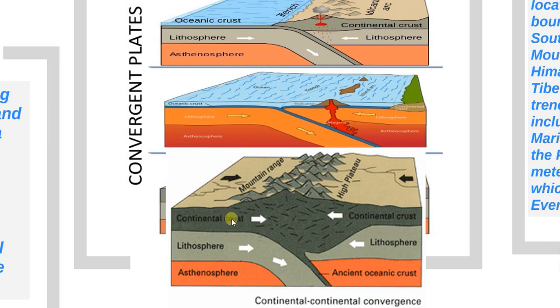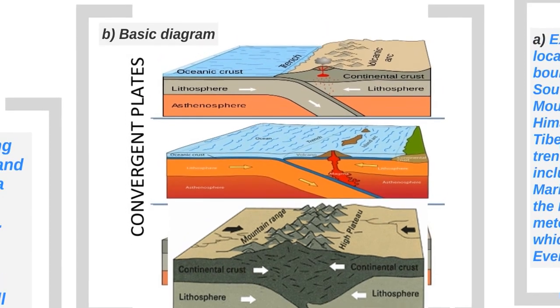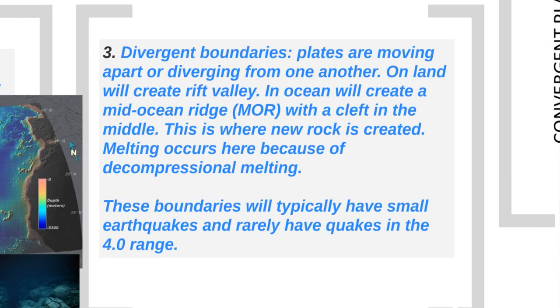Oops, that did not go where I wanted it to go. There we go. So a divergent boundary is where plates are moving apart or diverging from one another. On land, this is going to create a rift valley. In the ocean, it's going to create a mid-ocean ridge with a cleft in the middle. This is where new rock is created.